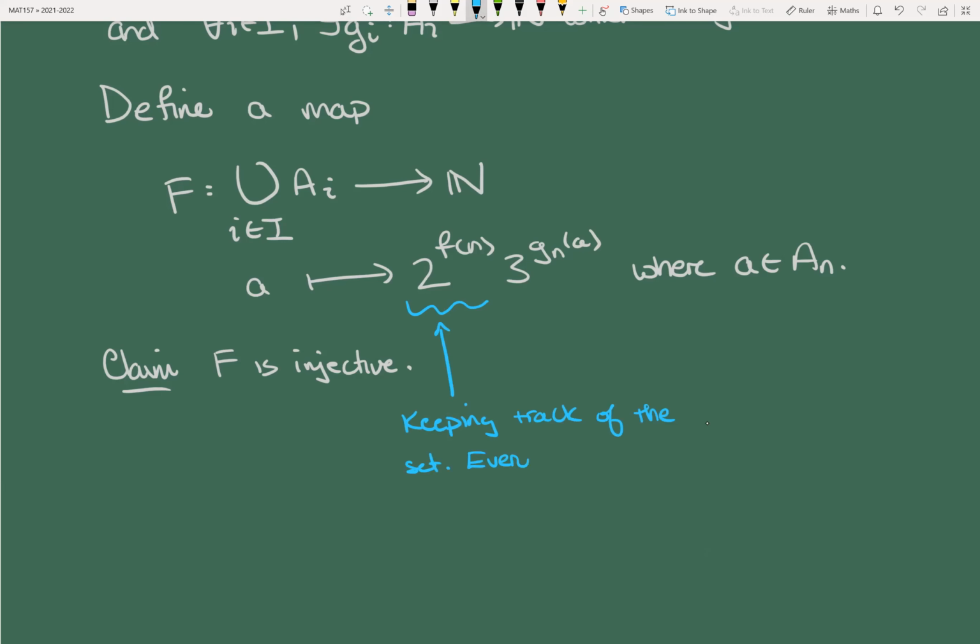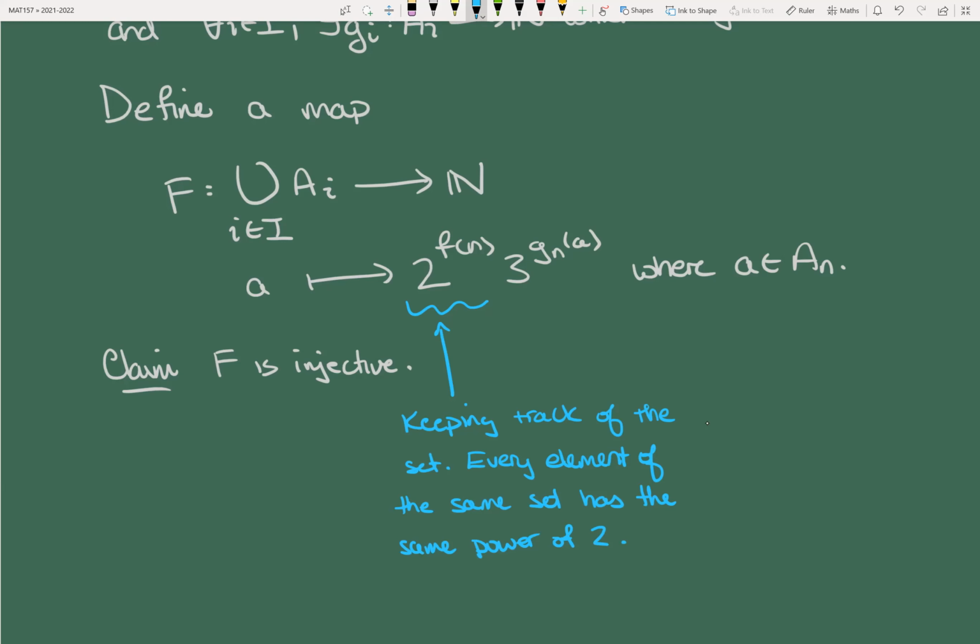Right? So every element of the same set has the same power of 2. But then they'll all have different powers of 3, right? Because G sub n is an injection, in a single set it's going to map each of those elements to a different power of 3, because that's how it works.